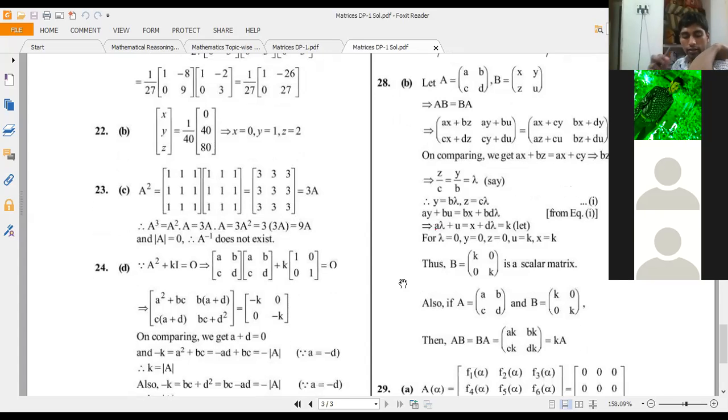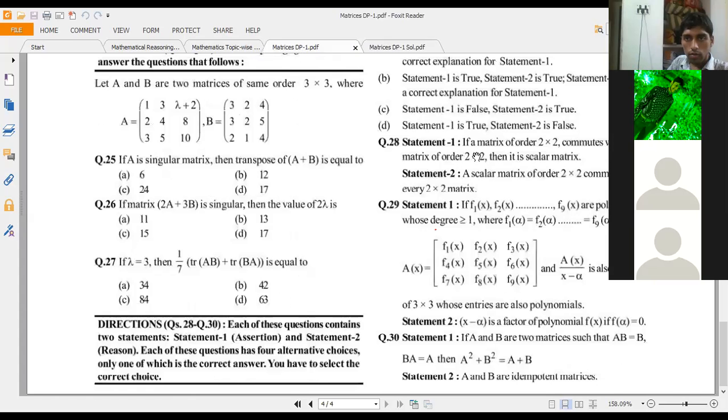Did anyone get anything? Actually, I understood all this. I understand that B becomes a scalar matrix, and after that, I understand that AB equal to BA will be equal to K. But how does that help in the question? Is anyone able to catch? If a matrix of order 2 by 2 commutes with every matrix of order 2.